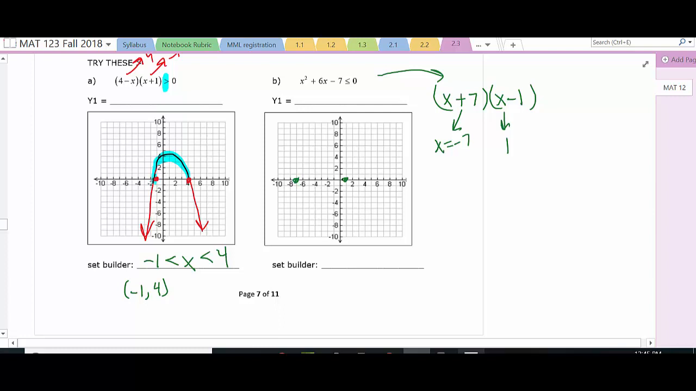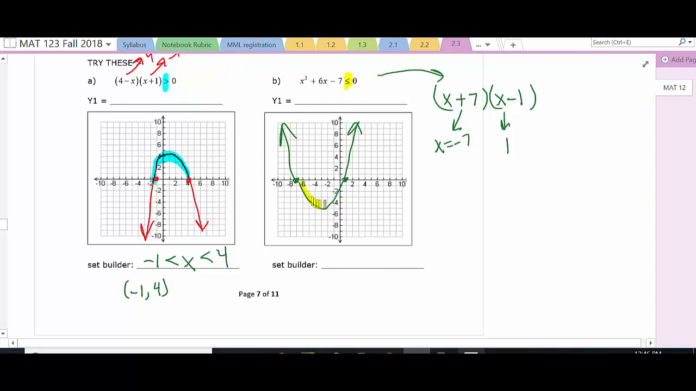Now again, on these problems, I don't care how accurate your graph is, but you need to have those x-intercepts. You can tell if it opens up or down because that's all that matters. That's a positive, right? So does it open up or down? Up. If that's positive, it's up. If that was negative, it would be down. So again, I don't care about the accuracy. You just want to say, okay, that's roughly what my graph looks like. The x-intercepts are important.